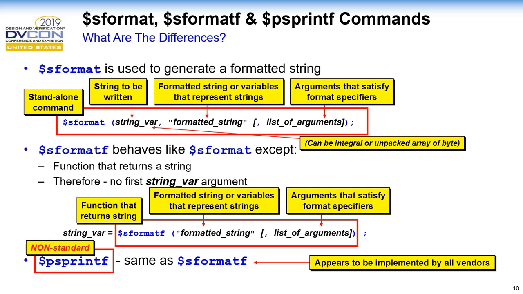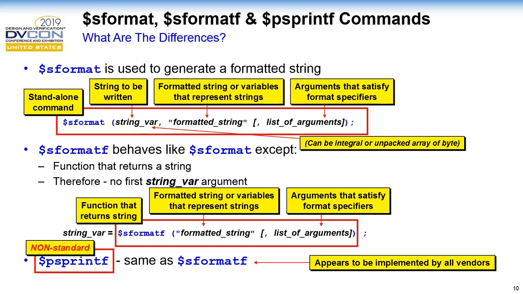So with the $sformat, this is part of the IEEE 2001 standard. It's used to generate a formatted string. And so it's a standalone command. You say $sformat, which means the first argument has to be a string variable that the string will be assigned to. Then you put in your formatted string and list of arguments, much like you would with the $display command. Then there's the $sformatf. It's just like $sformat, except it returns a string. It's a format function, so it just returns a string. And so you don't have a first string variable argument in the command itself.